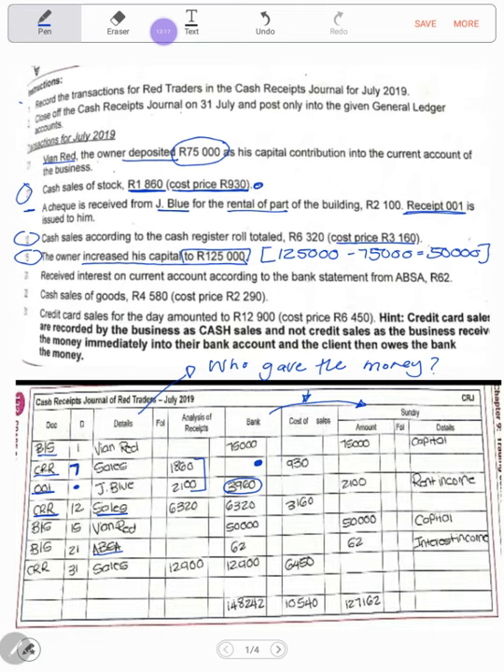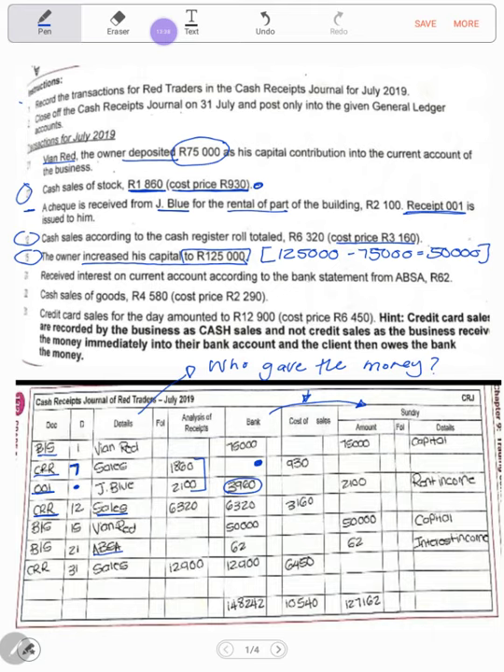to 12,900. My document number CRR, the 31st, my details will be sales. How much was the sales for the day? It was 12,900. 12,900, and in the cost of sales I will put my amount of 6,450. That was the last transaction, grade 8.